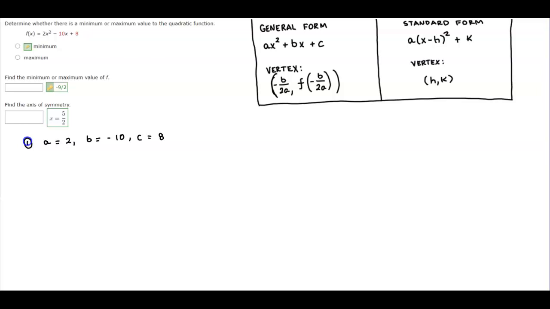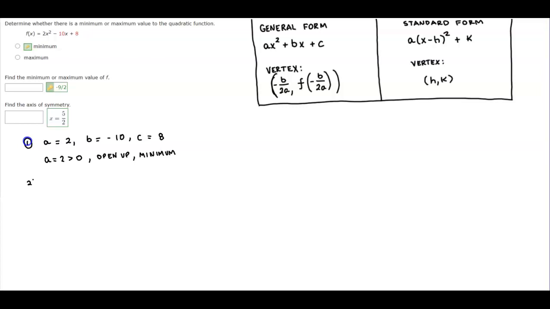Now, since we know that a is equal to 2, that means it's greater than 0. And if that's the case, then that means it's going to open up, and therefore we will have a minimum value.